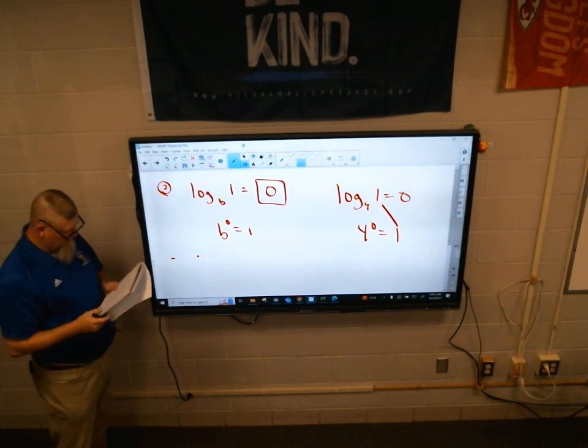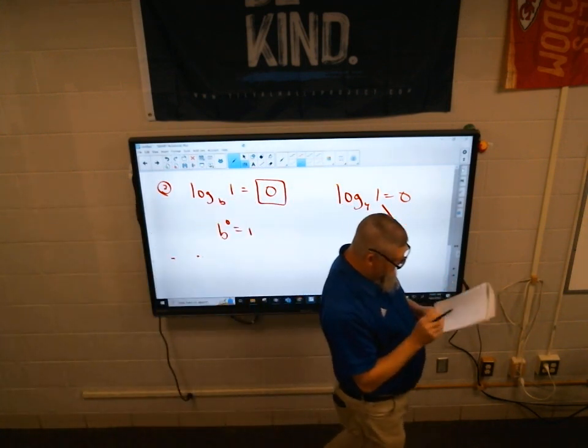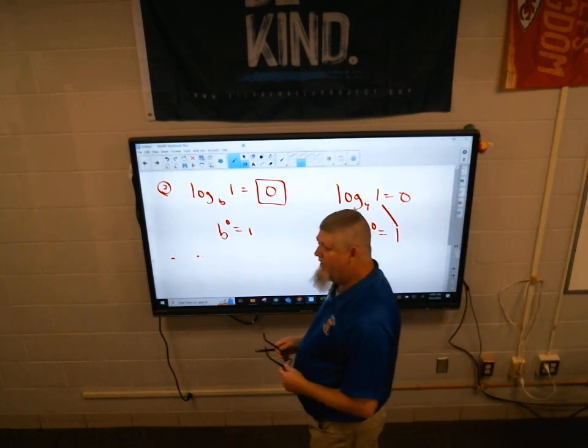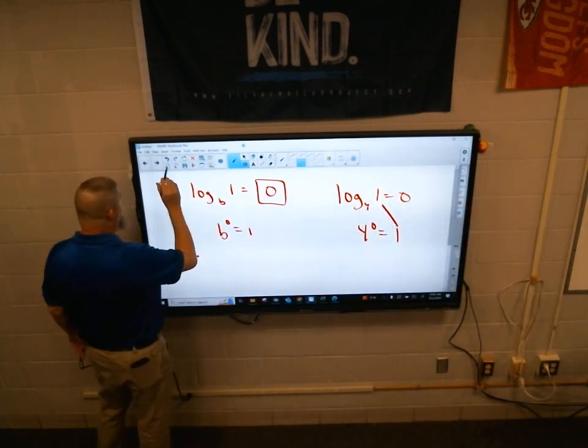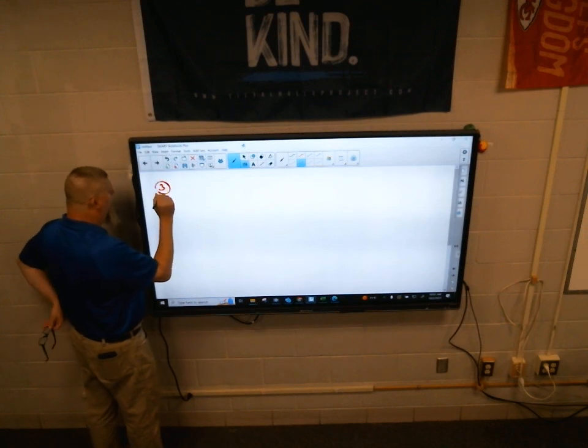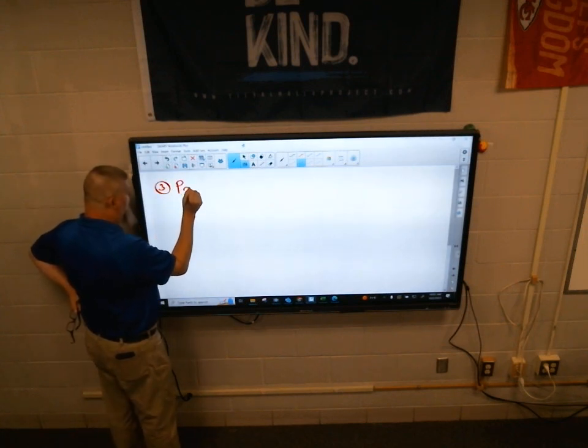Okay. The next 3 are the 3 we want to focus in on. Those 2 are just sort of kind of freebies, ones you just have to recognize. Number 3, we're actually going to put a name to it. It's called the product rule.